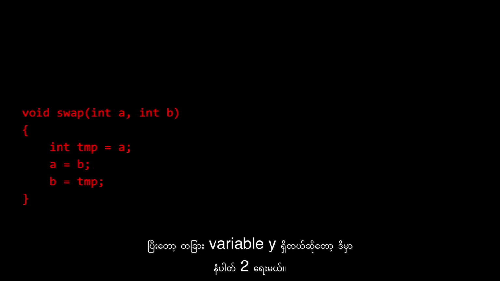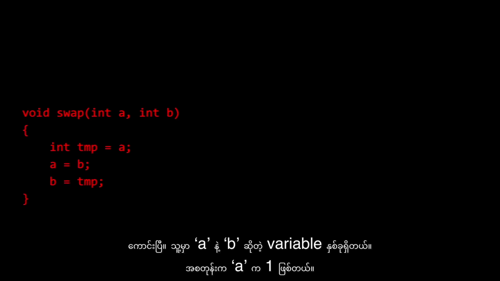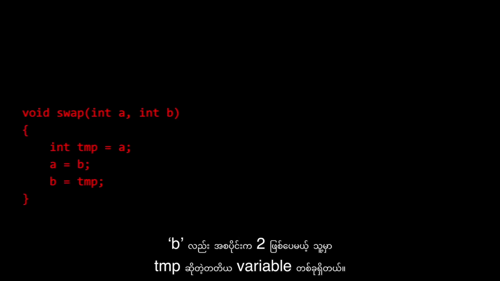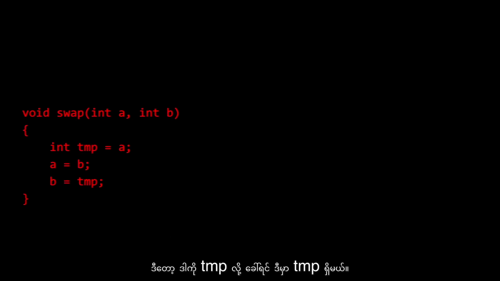And then I had my other variable y, and I'm going to put the number 2 there. What happens when main calls swap like it does in this code here? Well, it has two variables of its own, a and b. And a initially is 1. And b is initially 2, but it has a third variable, temp, which is a local variable in addition to the arguments a and b that are passed in.